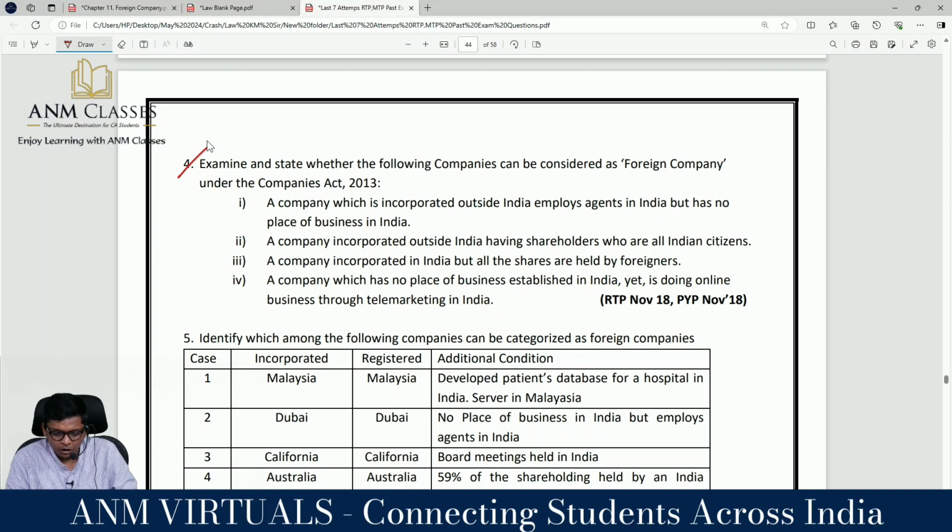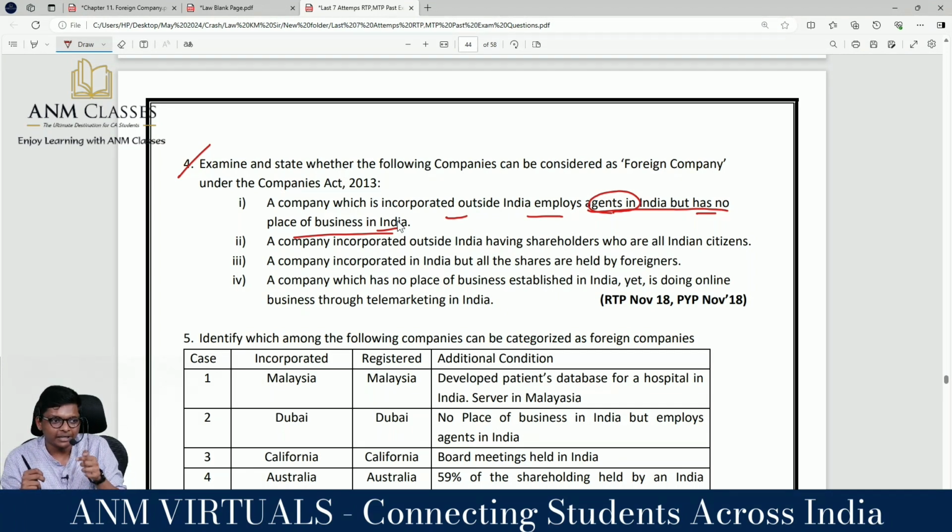A company incorporated outside India employs agents in India but has no place of business in India. Is it a foreign company, guys? See, what is the definition? Look at the definition. A company incorporated outside India has a place of business in India by itself or through agents. Here there is no place of business but through agents.